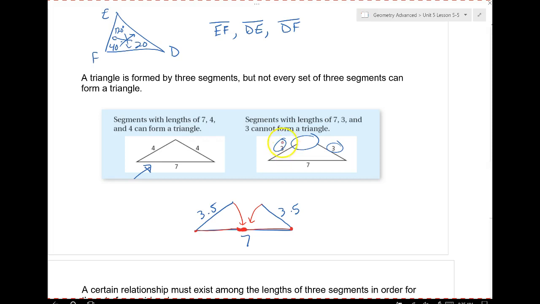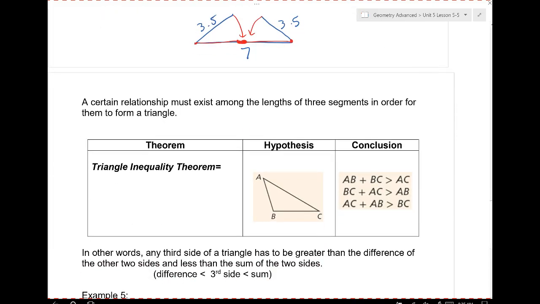Look here. If the 2 sides were smaller than the 3rd side, did it work? What did these 2 sides have to be? Bigger. Their sum has to be bigger than the 3rd side. If they're equal, will it work? If it's smaller, will they work? No. The sum of 2 sides has to be bigger than the 3rd side. So that is actually called the triangle inequality theorem.